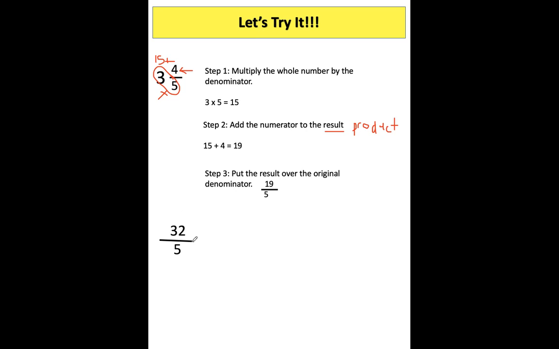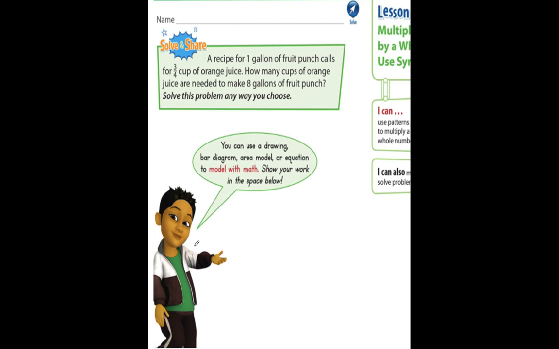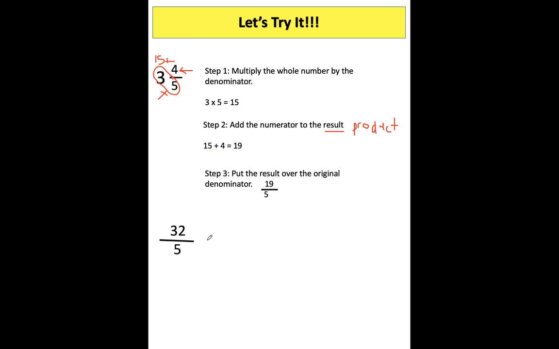But what if I had 32 fifths to start? Remember, this line means divided by. So I make a house and bring my 32 inside, and I take this away over here. Now I have 32 divided by 5. How many times does 5 go into 32? If you know your multiplication facts, you know that 5 goes into 32 6 times. So 6 times 5 equals 30.